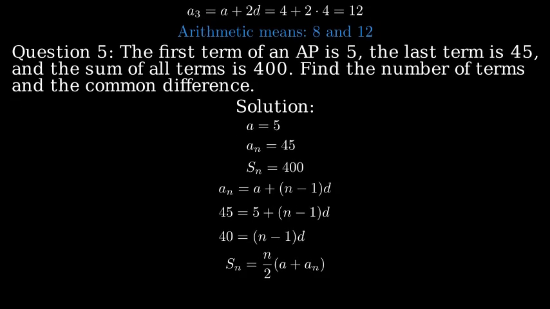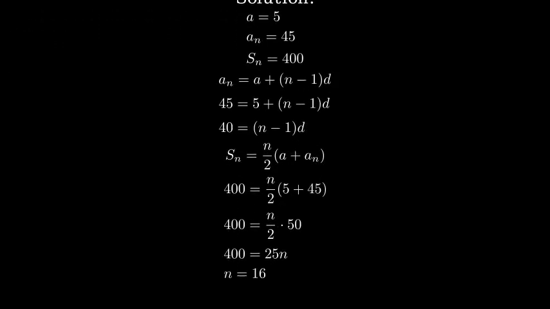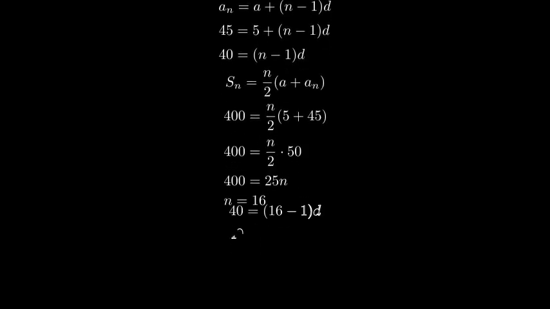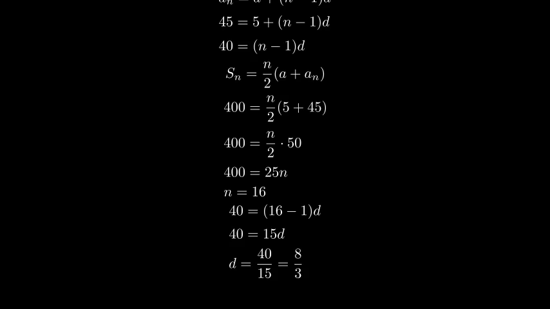We also know the sum formula. S sub n equals n over 2 times a plus a sub n. From this, we can write 400 equals n over 2 times 5 plus 45. 400 equals 25n, and n equals 16. Now that we have n, we can find d. 40 equals 16 minus 1 times d. 40 equals 15d. d equals 8 over 3.